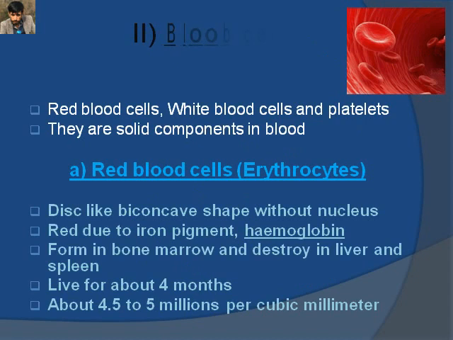RBC, WBC, and platelets are the different components in a blood cell which are solid in nature. RBC in blood is red in color due to the iron pigment hemoglobin. RBC are the blood cells having no nucleus. They are found in bone marrow, live for about 120 days and die in liver and spleen. About 45 lakhs to 50 lakhs of RBCs are found in 1 cubic millimeter of blood.